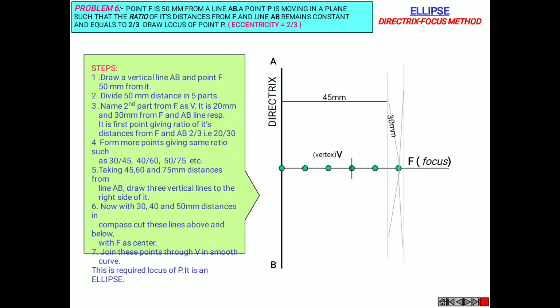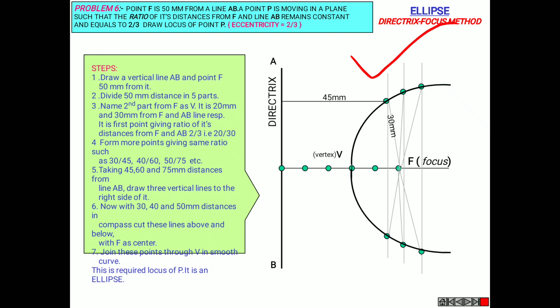So this second line will be at a distance of 60, and the intersection will be with 40 mm. Similarly the third. So mark all the intersections on both upper and lower. Then join all these points through the vertex V smoothly in order to obtain your required ellipse. See, this is your required ellipse. Is it clear?